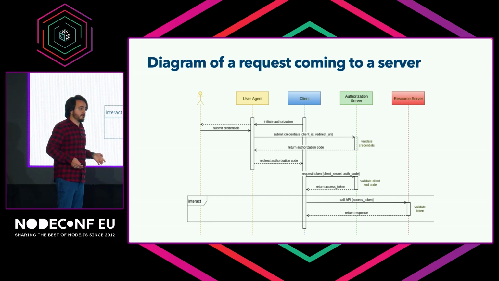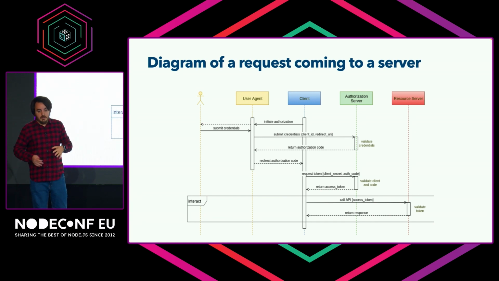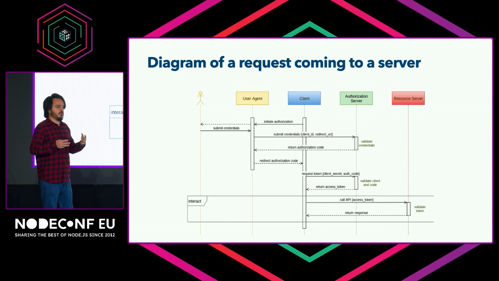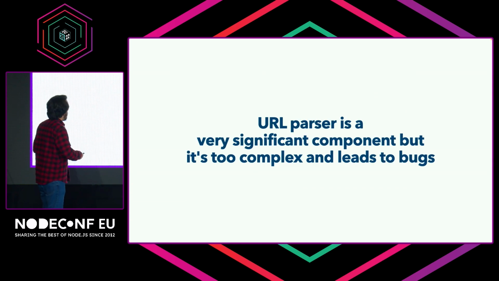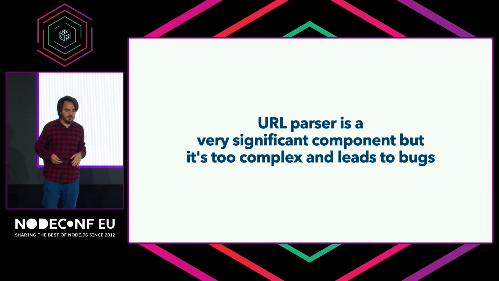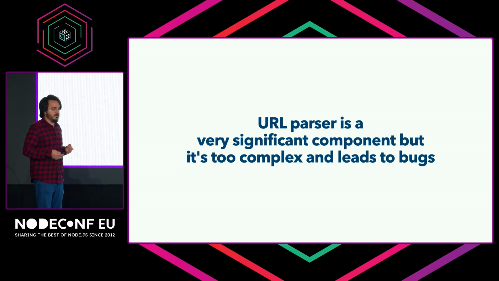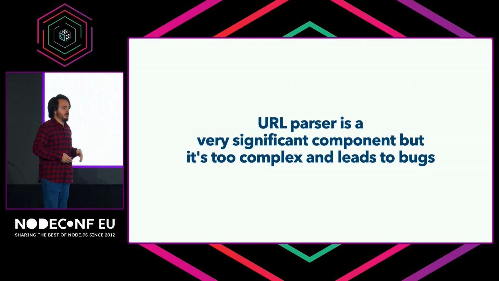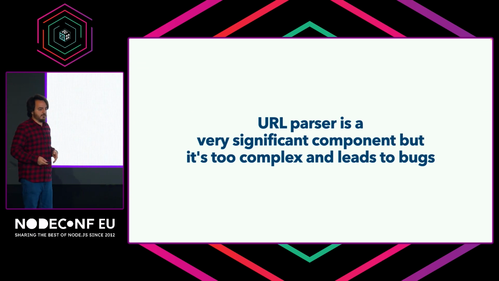But because we all accepted the fact that this is a requirement that we do, we stopped looking for changes. So it is a really significant component, but it's too complex and leads to bugs, and that's why we tend to fear contributing in Node.js, changing URL parsers, string decoding, encoding, and those kinds of really important things.